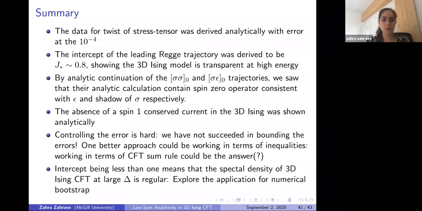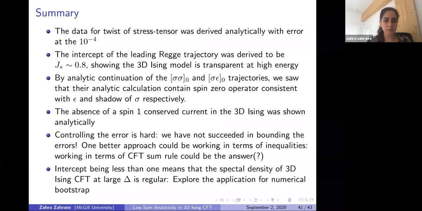However, what we saw in the last couple of slides was that controlling error is very hard in this method. We have not succeeded in bounding errors, so it would be good to look for a better approach. Maybe working in terms of inequalities and CFT sum rules could be a better approach to attack these questions.